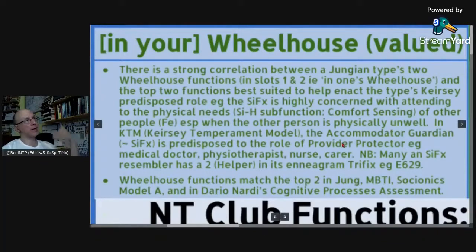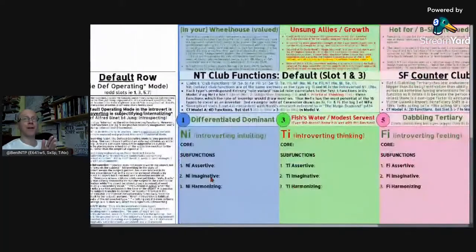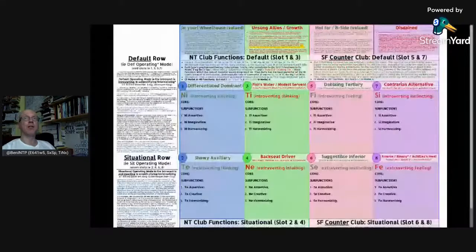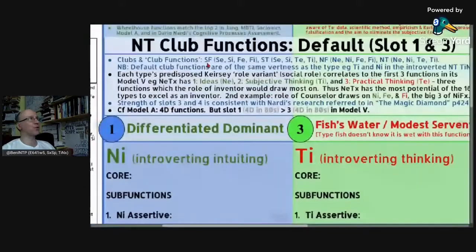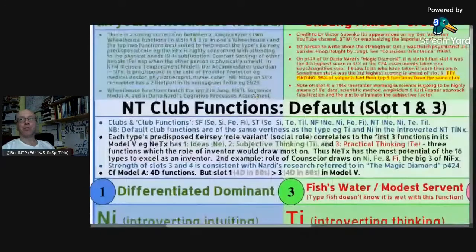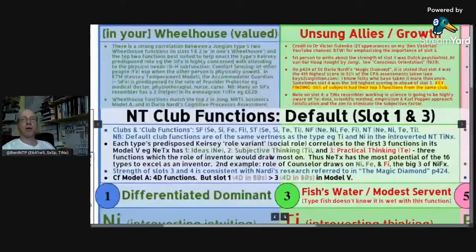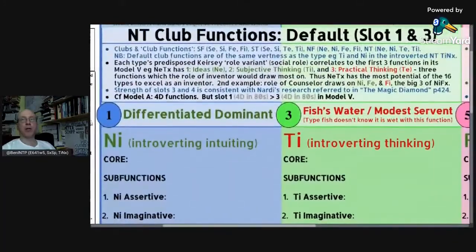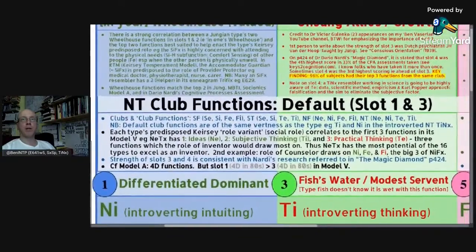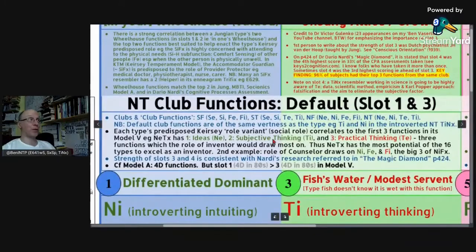So this is like the social plane correlates, the socially intelligent, socially useful role of those pairing of functions, a way to see NI paired with TE. Wheelhouse functions match the top two in Jung, MBTI, Socionics, Model A, and Dario Nardi's cognitive process assessment. So there's nothing controversial so far in this model. NITE. Then I'm going to mention a bit about the clubs, and then I'm going to mention introverting, and then I'm going to stop. Now this is where TI is actually quite strong in the NIT, but it's how it uses TI, and that would be a separate video.